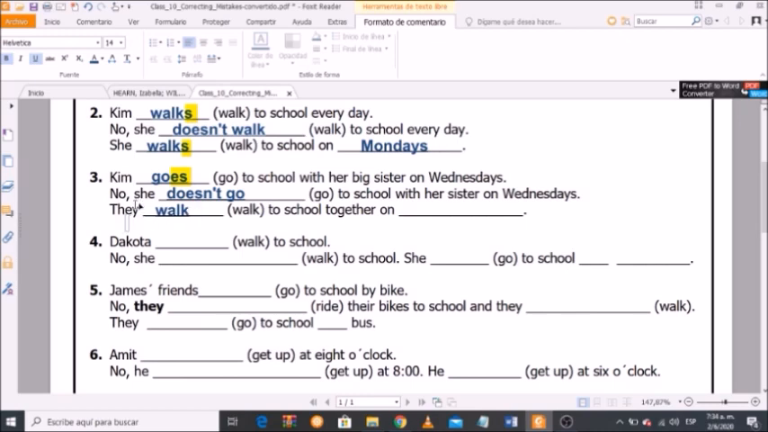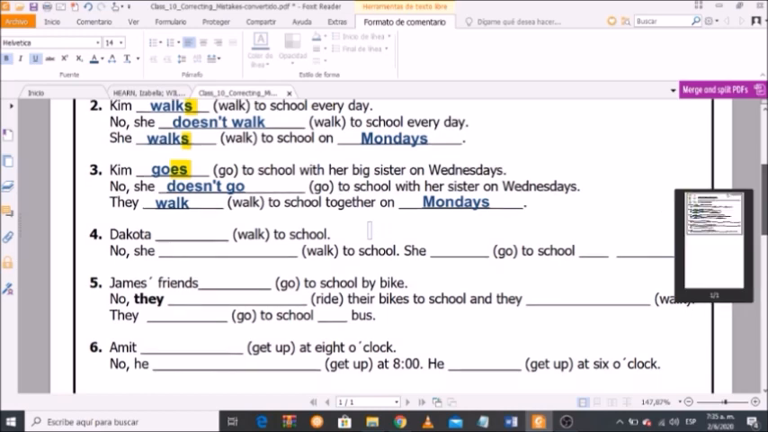Cuidado acá porque nuestro sujeto es they. Y con they, con el pronombre they, no agregamos una S al verbo. So they walk to school together on Mondays. Very good.